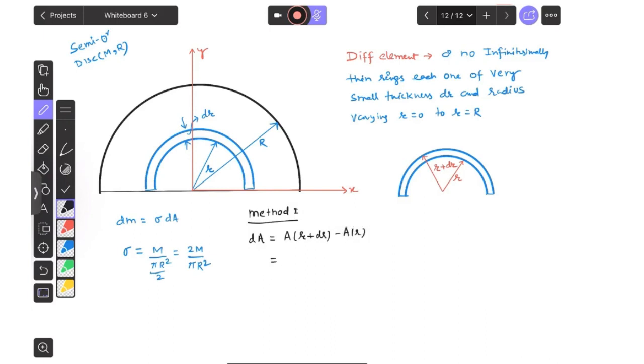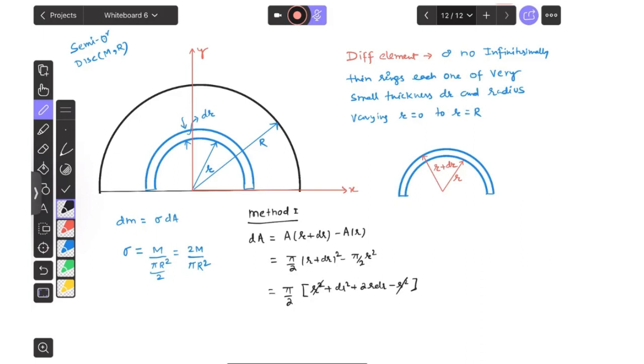Area up to r plus dr that we could find, it will be pi by 2 (r plus dr) square. And area up to r will be pi by 2 r square. Okay, and then we just simplify it. Pi by 2 I'll take out common. We'll have r square plus dr square plus 2r dr minus r square. So r square is gone.